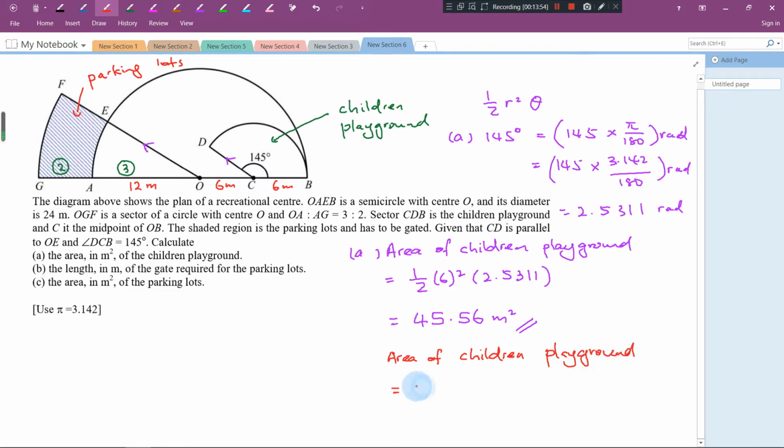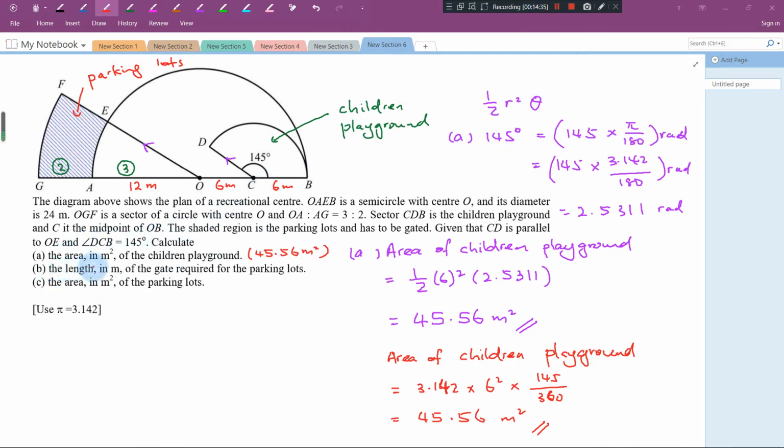Okay, pi r squared, pi r squared times theta over 360, right? So this theta will be in degrees, which is 145 over 360. Just press your calculator. You still get the same thing, 45.56 square centimeters. Okay, now let's try part B.